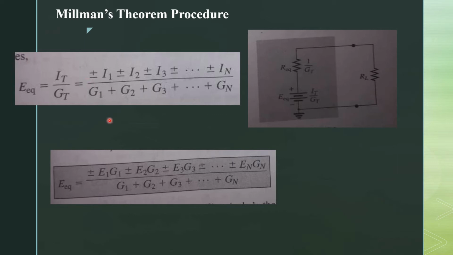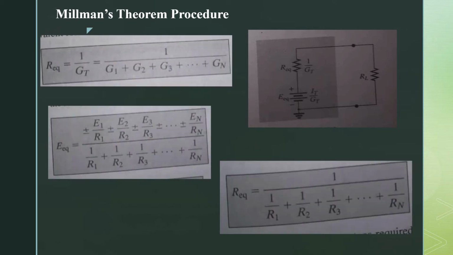So we can write that equation in the form of E equivalent is equal to plus or minus E1 G1. Basically E1 G1 is the expression for I1, E2 G2 is the expression for I2. These equations are in terms of conductance. Similarly, R equivalent is equal to 1 by GT, because conductance is the reciprocal of resistance, so we can write it as 1 by G1 plus G2 plus G3 up to Gn.